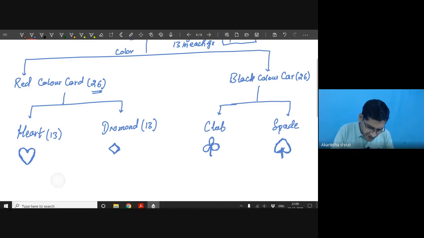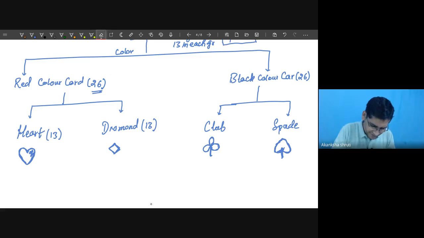So this heart is of the red color. Let me fill it. These 2 are of red color, and the other 2 are of black color. Okay, students. So the question may arise to find the red color. Irrespective of whether it is heart or diamond, you need to count both.